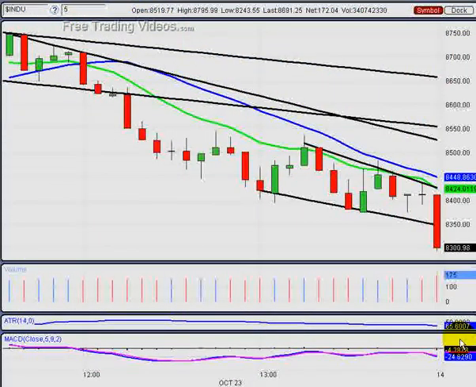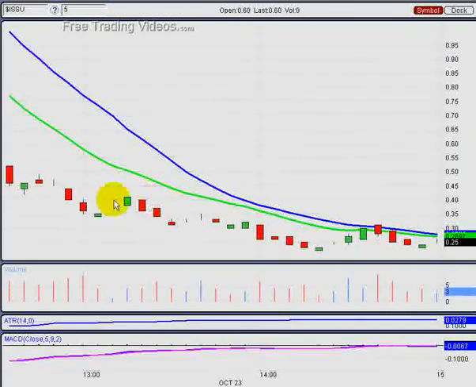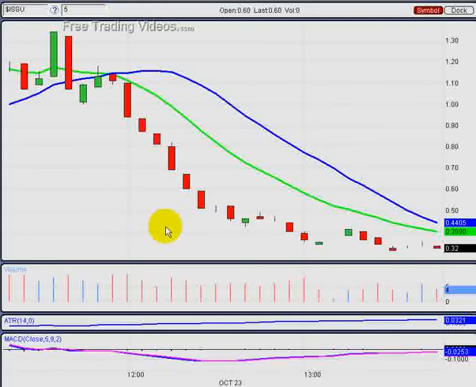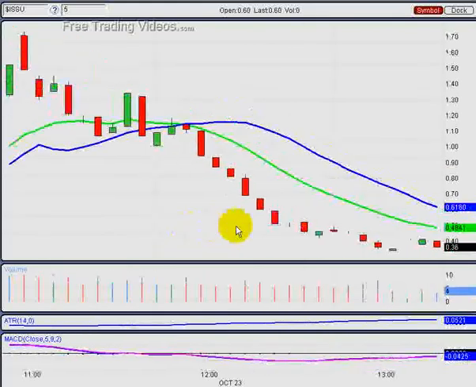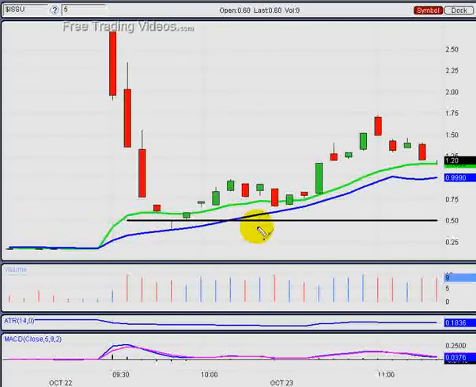One thing I want to show you here before we depart is ISSU. It was awesome today. Now remember on ISSU, there's two things that we look for. Remember the two numbers I gave you just the other day. We have the 0.5 number right through here. We also have the 1.5 number. Look at this. Right here, that 0.5 number becomes support. Right here, that 1.5 number becomes resistance.